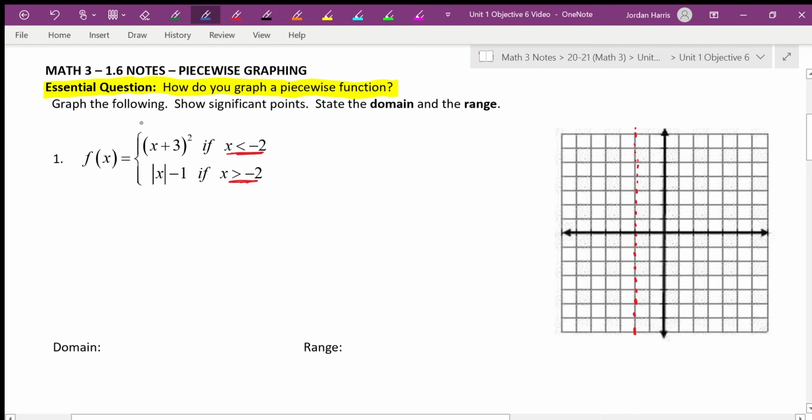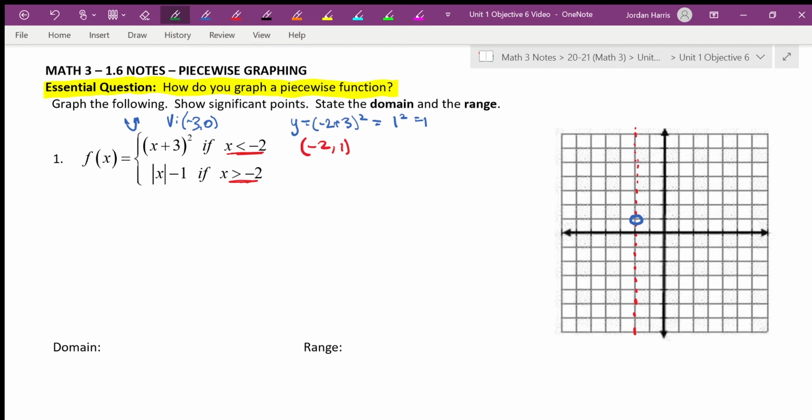So first, I'm going to deal with this. This is a quadratic, so you better be making a U shape. My shift is left 3, so my vertex is -3, 0. Go from 0, 0, left 3. And then for my boundary point, I plug in -2. That would be 1 squared, which is 1. So my first boundary point is -2, 1, and it's a hole.